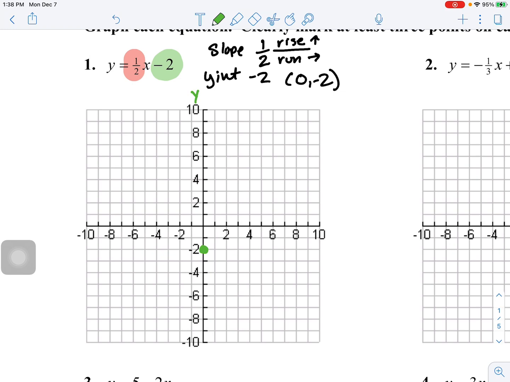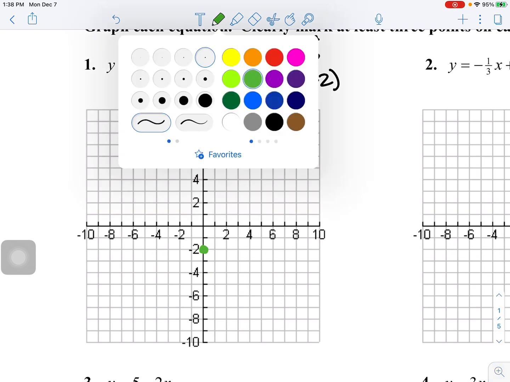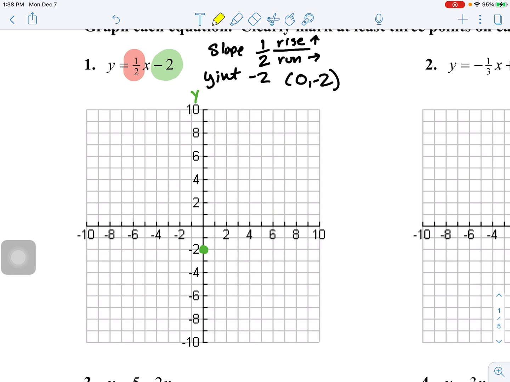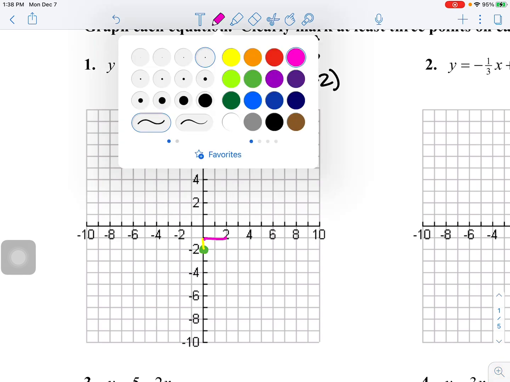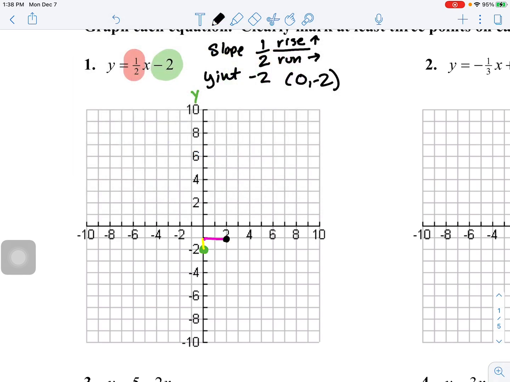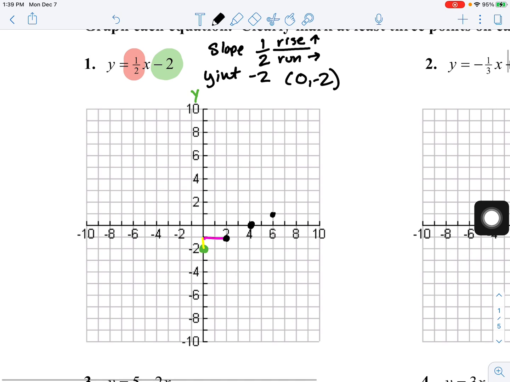That's my starting value. And then my slope is 1/2, which we talked about goes up 1 and over 2. And that's my new point. And then I'm going to keep doing that. Up 1, over 2. Those lines are just to help me see what I'm doing. Up 1, over 2. So your slope, remember, is your repeated action, so you're going to keep repeating it.